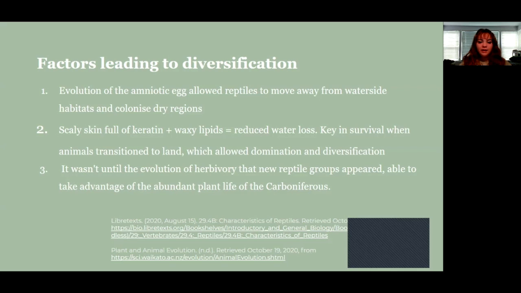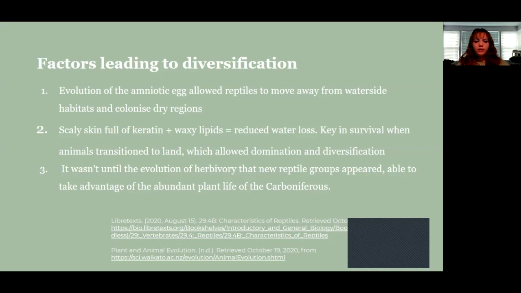And the evolution of the amniotic egg comes with its own little fluid-filled sac around the embryo. Because it already has its own personal supply of fluid, this means that they no longer needed to lay their eggs in the water, and that was huge in moving from water onto land.